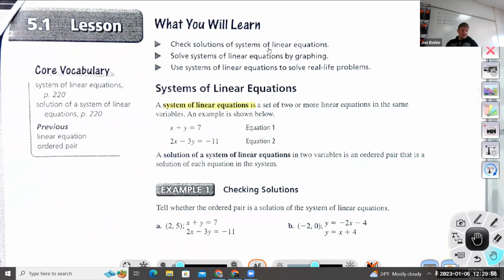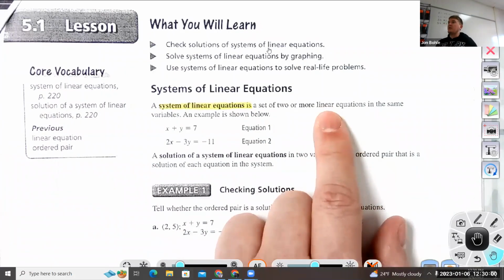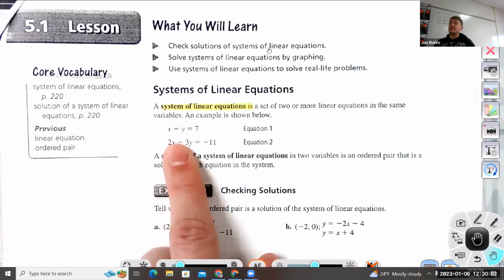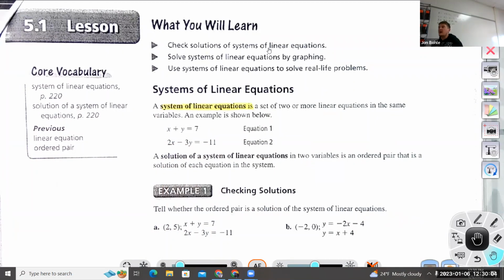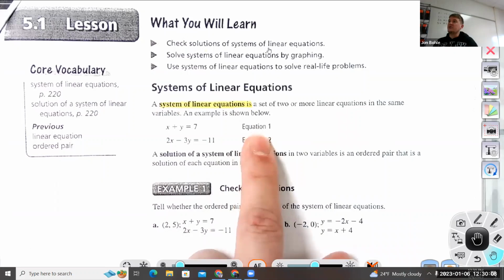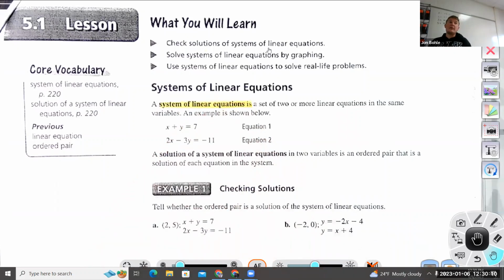A system of equations is two or more linear equations in the same variables. Here's an example of one. X plus y equals 7 and 2x minus 3y equals negative 11. Here's the first equation. Here's the second equation. Together, they're a system.